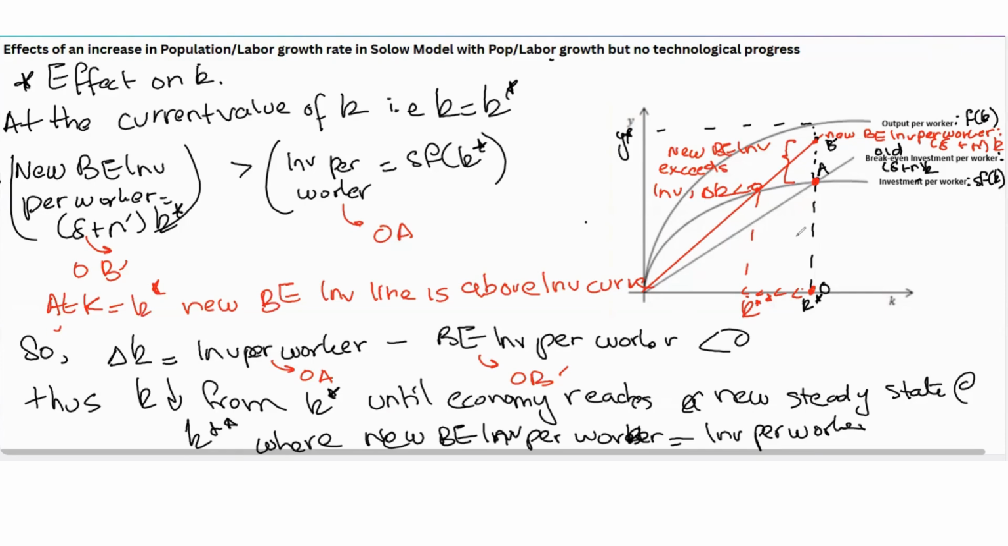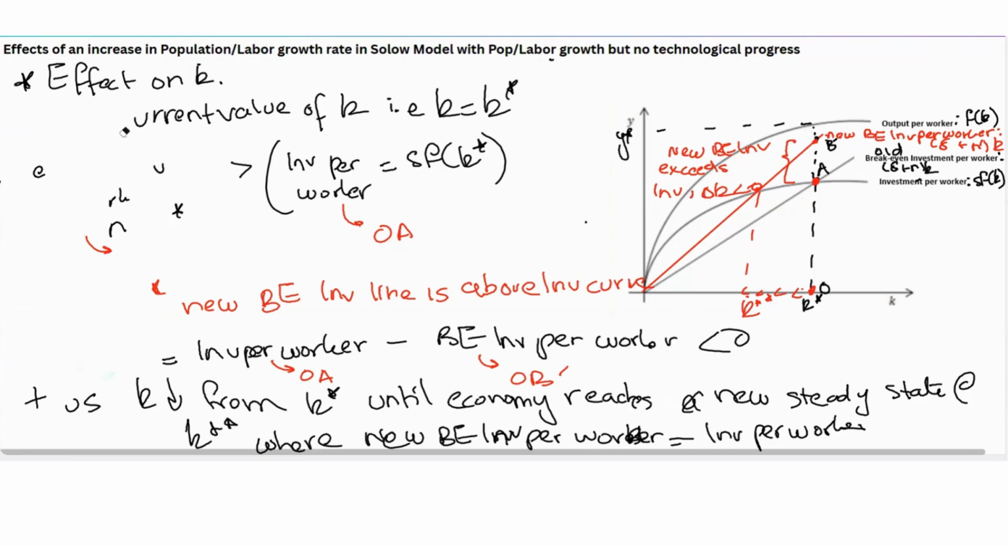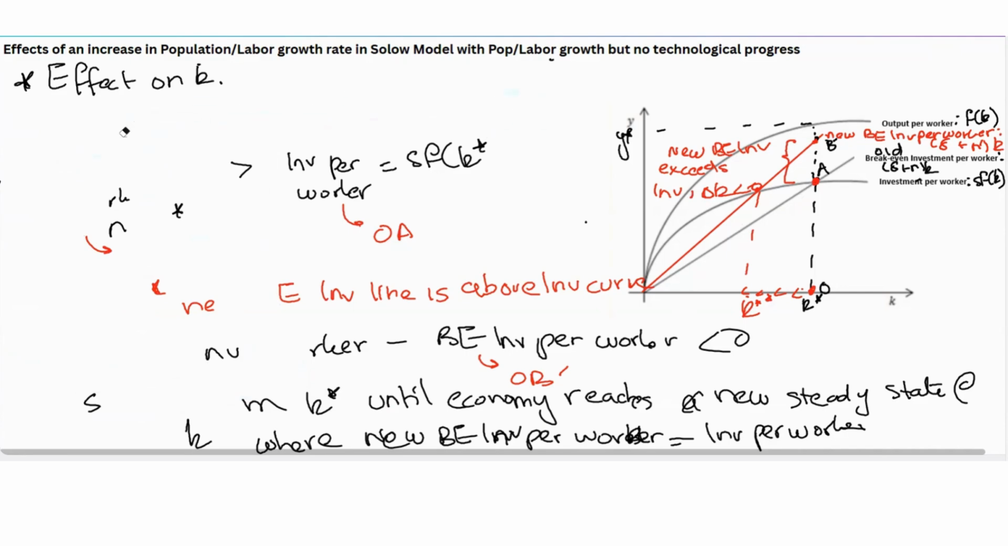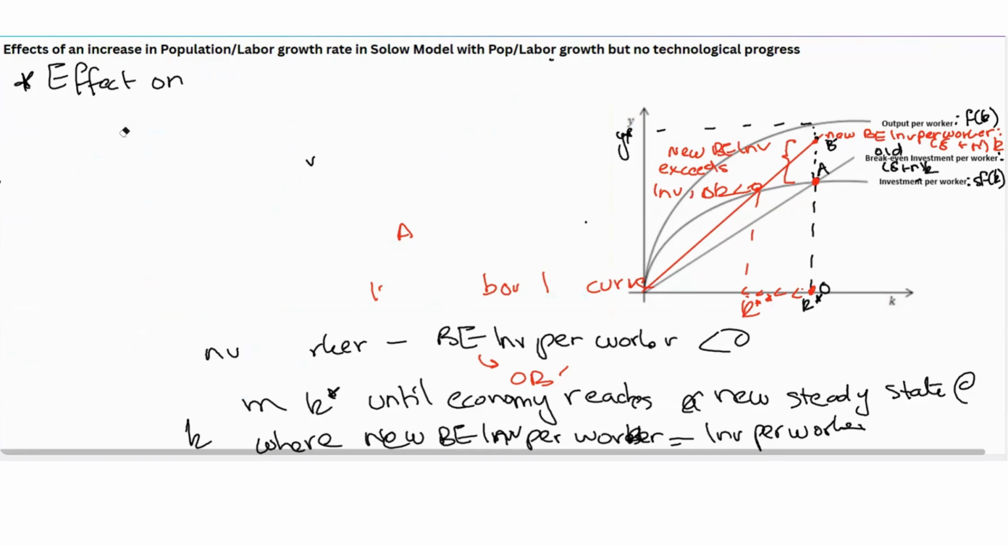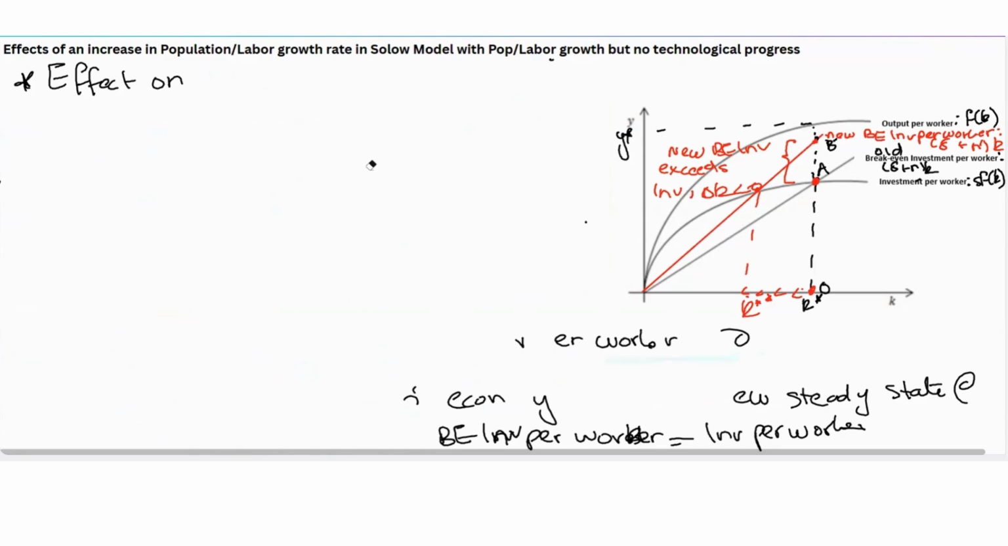So this is for this. So now let's look at the effect on y. Oh no, we do not want to delete this. Let me do this here. So now we looked at what happens to capital per worker.